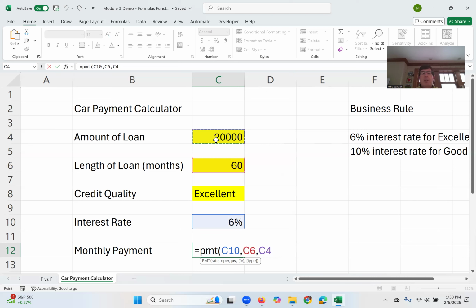The last two arguments are in square brackets, meaning they're optional. The fourth one is future value. The default is 0. They assume you're going to pay off the loan after 60 months. And the last one has to do with the type of interest payment. We're going to leave that as a default. We don't have to enter anything. And so we're going to enter just those first 3 required elements. And when I hit enter, Excel is going to give me a calculated value.